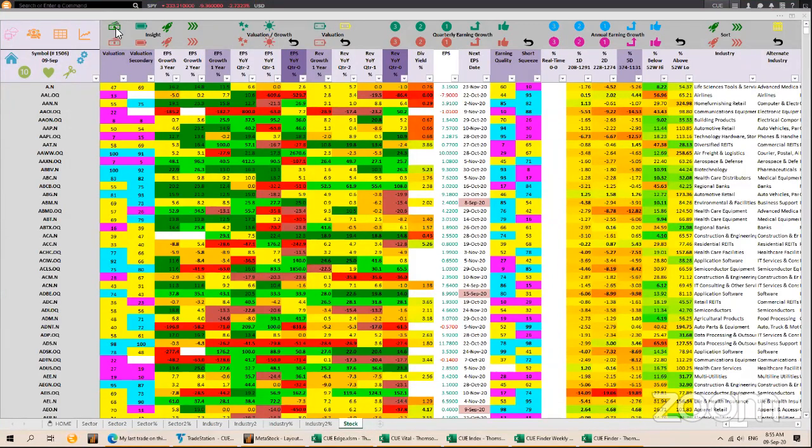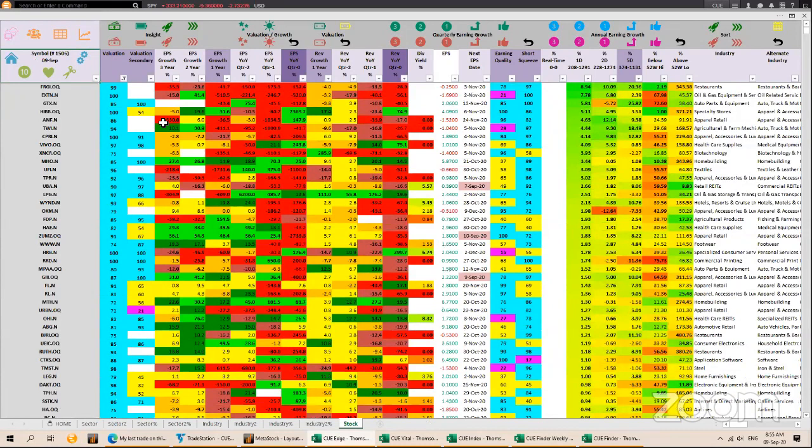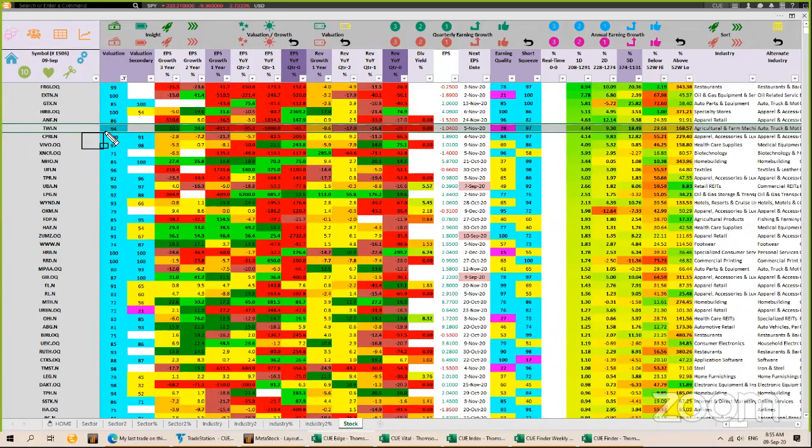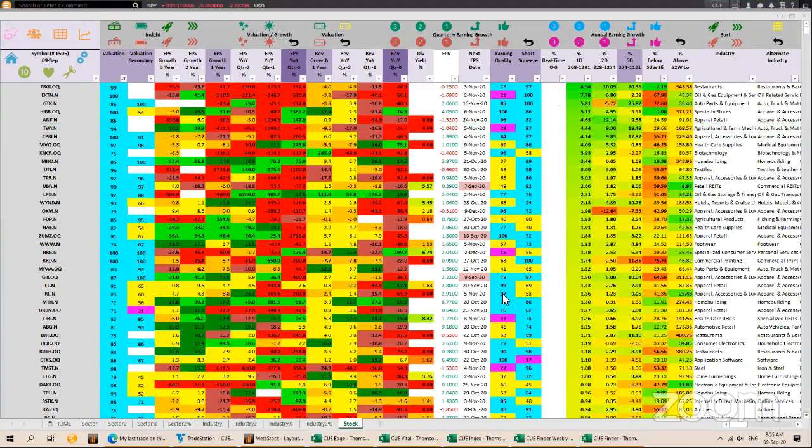So I looked at, let's see how I found it. If I look for value stocks, then I found this one, TWI. It is undervalued. Undervalued with a short squeeze potential. Yesterday it went up by 4.4%.